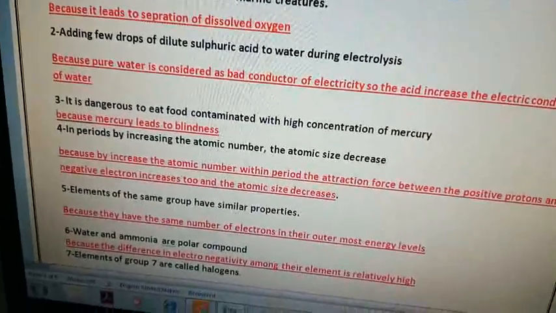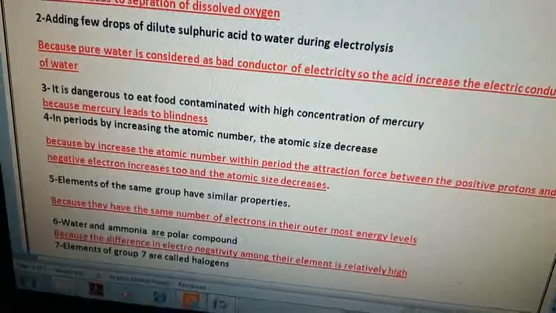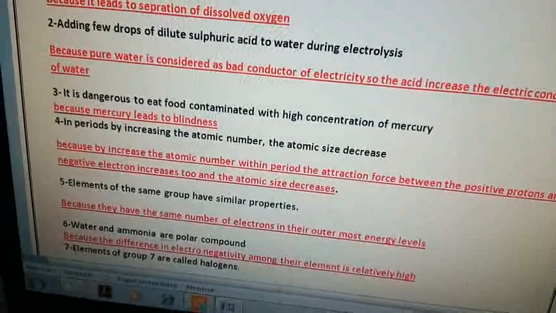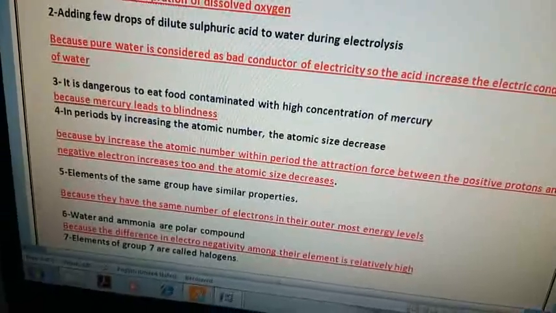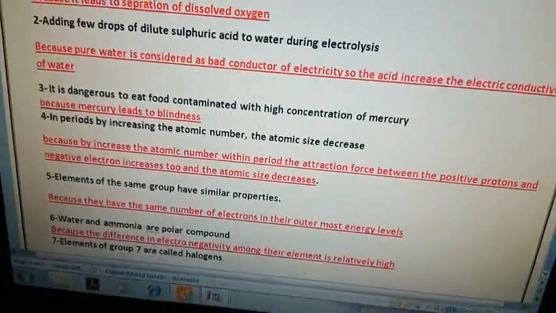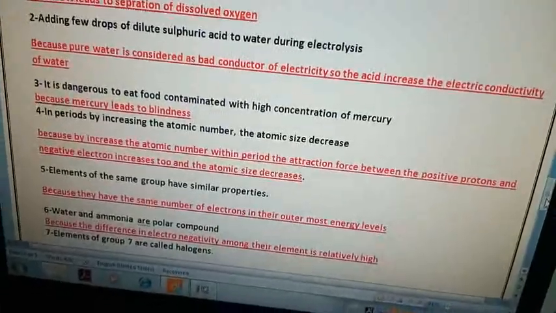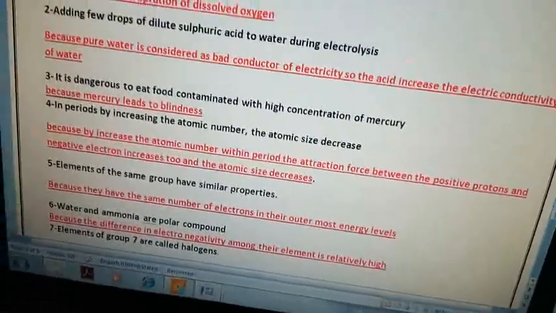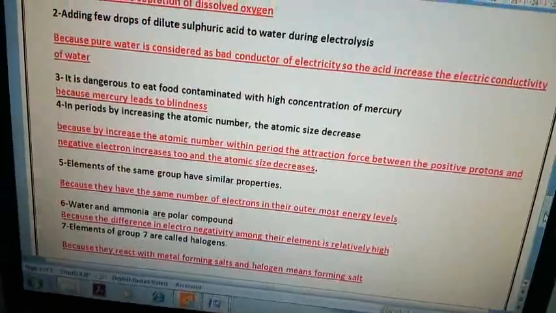Number 4, in period, by increasing the atomic number, the atomic size decreases. That's why, because as we know, within period, by increasing the atomic number, the number of protons and electrons increases too. So the attraction force between the positive protons and negative electrons increases, and this leads to decreasing in the atomic size.